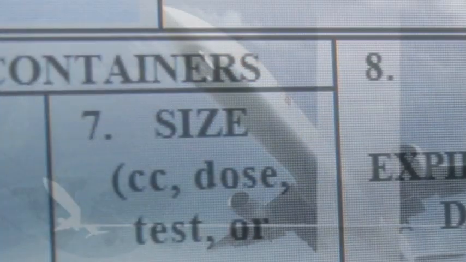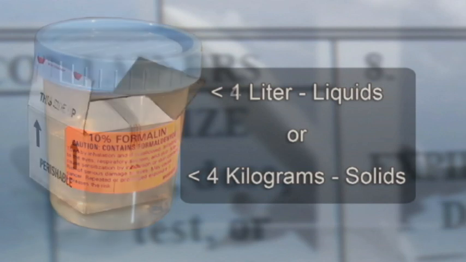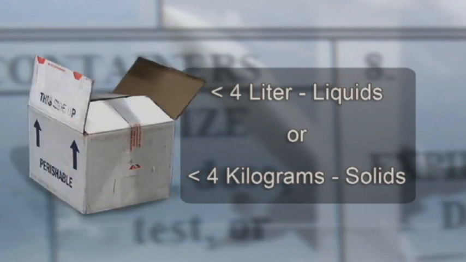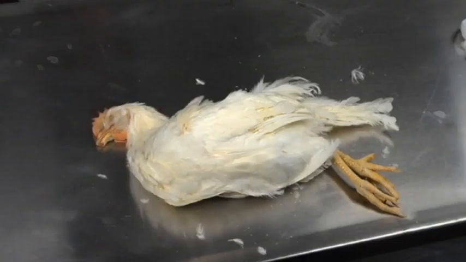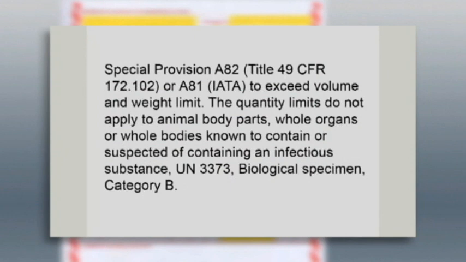For air cargo shipments, note that there are size and weight limits for these packages. The primary containers cannot exceed 1 liter or 4 kilograms of solids, and the entire package cannot exceed 4 liters or 4 kilograms. If you wish to ship body parts, organs, or whole bodies which exceed these weight limits, you will need to seek a special provision A82. On the waybill accompanying the shipment, include the following note.